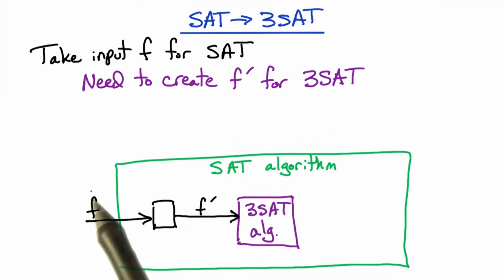It might have some clauses which contain maybe n literals. But our input for 3-SAT has to have clauses of size at most 3. So somehow we have to transform these big clauses into a series of small clauses.